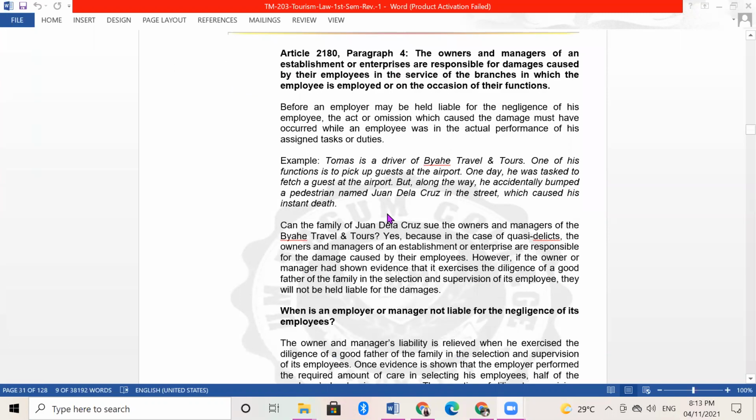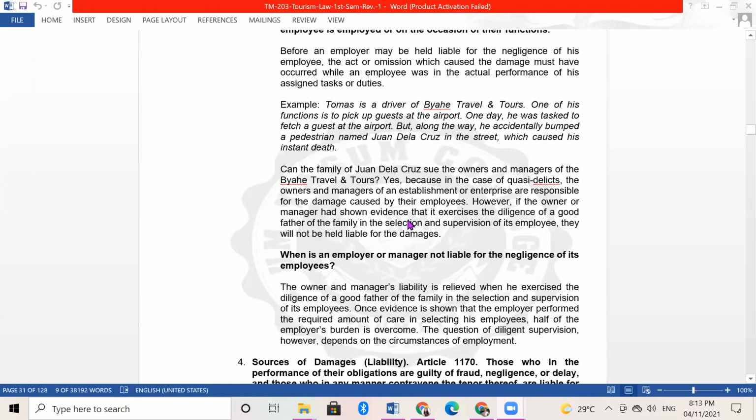So for example, Tomas is a driver of Viaje Travel and Tours. One of his functions is to pick up guests at the airport. One day, he was tasked to fetch a guest at the airport. But along the way, he accidentally bumped a pedestrian named Juan de la Cruz in the street, which caused his instant death. So can the family of Juan de la Cruz sue the owners and managers of Viaje Travel and Tours? Yes, because in the case of quasi-delicts, the owners and managers of an establishment or enterprise are responsible for the damages caused by their employees.